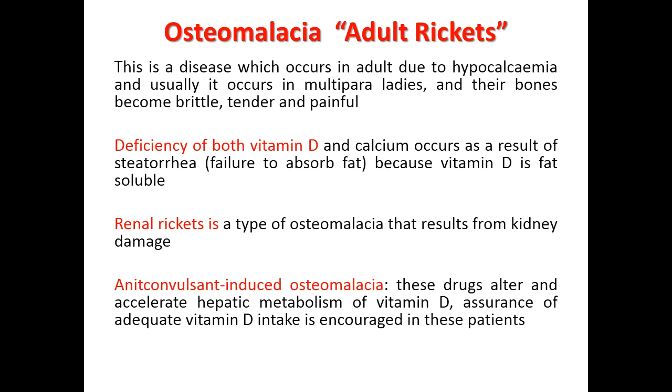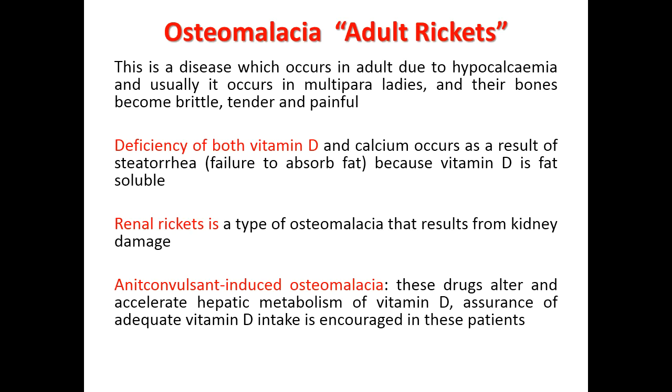Okay. We have another form of rickets, which is adult rickets, called osteomalacia. It is the rickets that occurs in the adult. This disease occurs in adults due to hypocalcemia, and usually it occurs in multipara ladies. What do we mean by multipara? A lady that has two or more children. So their bones become brittle, tender, and painful. It occurs mostly in the adult and especially in the female.